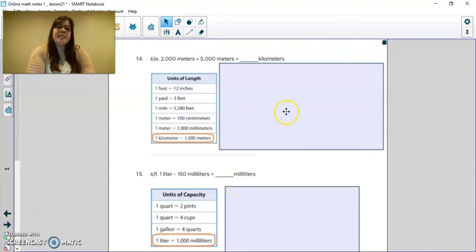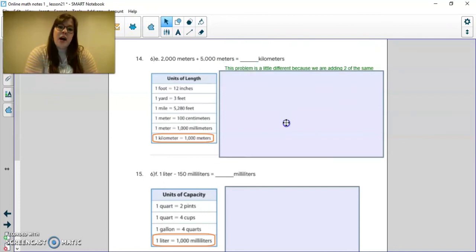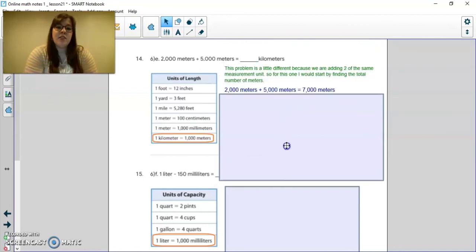Our next one is 2,000 meters plus 5,000 meters equals how many kilometers? So this one's different because both things we're adding are actually the same unit. So I'm actually going to solve this a little differently. I would just add the meters first to see how many we have all together. 2,000 meters plus 5,000 meters gives me 7,000 meters.